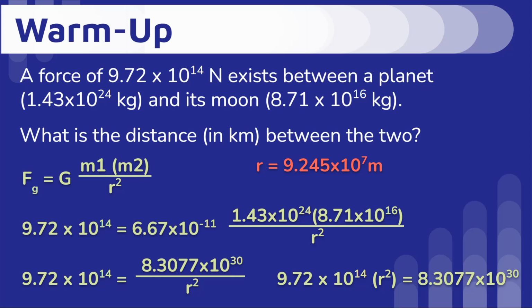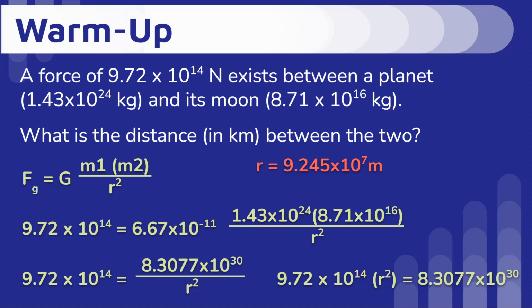It asks specifically for me to convert it to kilometers. Guys, when you use the universal law of gravitation, you have to use meters for those distances, and you have to use kilograms for those masses. And if you're solving for one of those, that's the unit you're going to get also, because of the units on that constant. So when I get my answer, it's not in kilometers, it will be in meters.